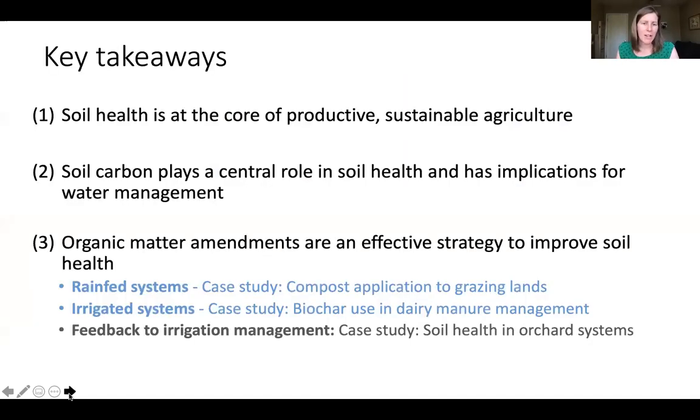My key takeaways are right here. Many of you might also be experts in soil health or soil carbon as well, but I just want to make sure everybody's starting with the same background.